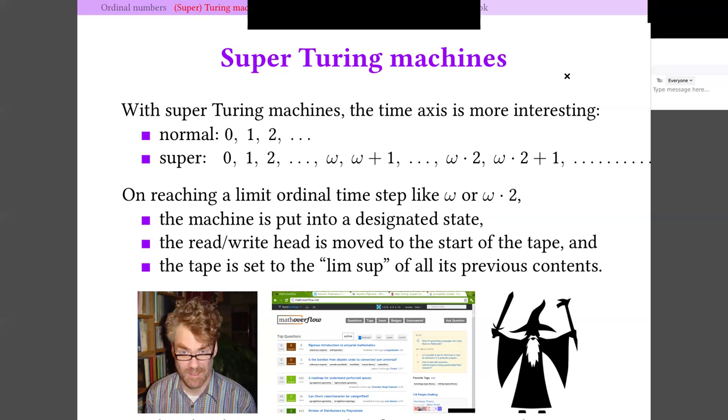That's what super Turing machines are. Next, we will have an example. But do you have any questions, comments, wishes right now?